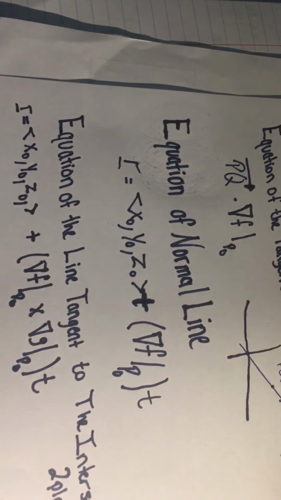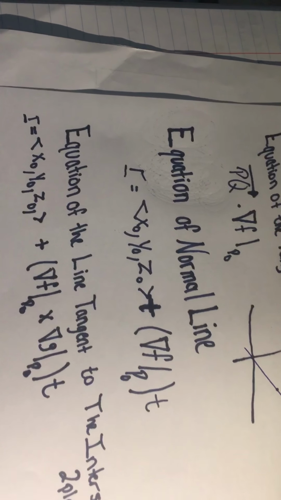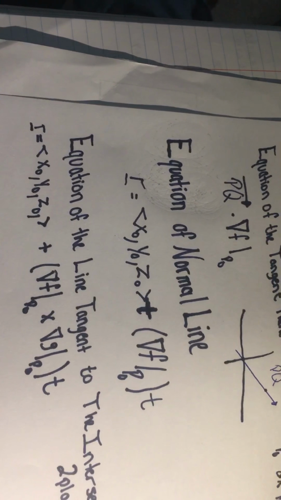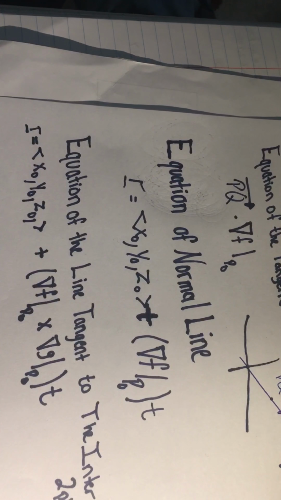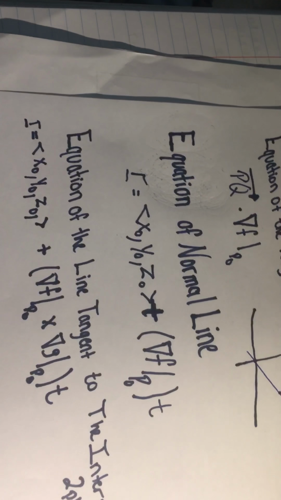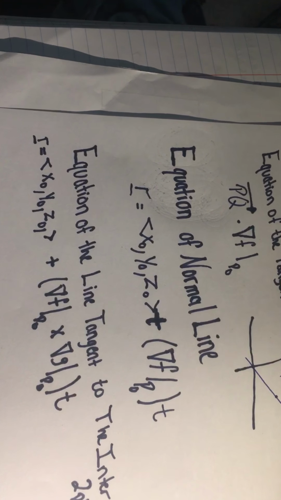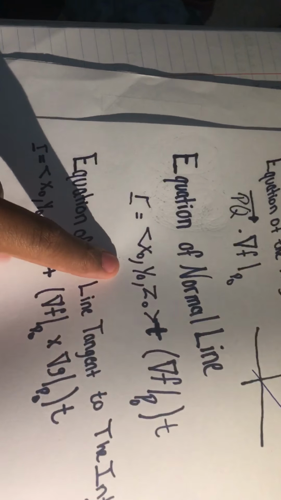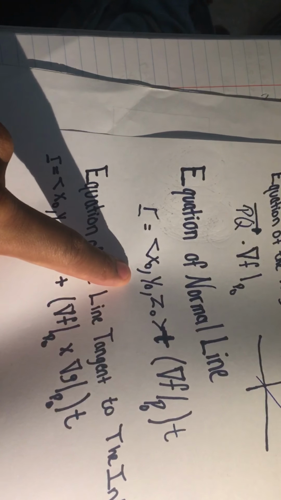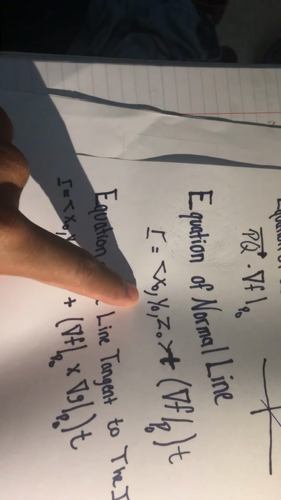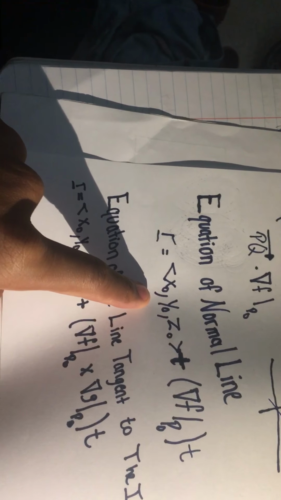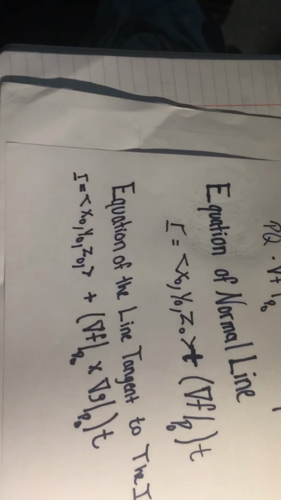For the equation of the normal line, you will be given a function of which you will have to find the gradient of, and a point. With those, you will have to find the vector, which some would say is r naught, but is just the vector from the origin to the point that you're given.